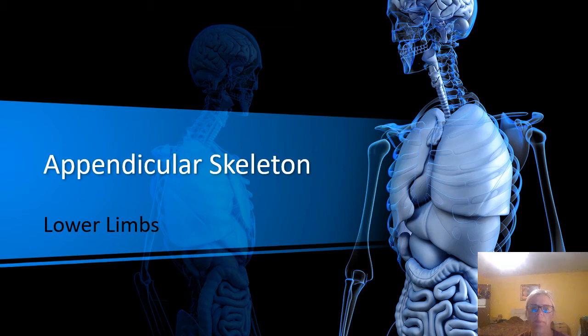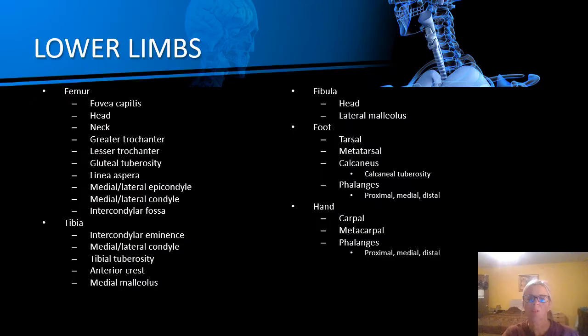All right, so we're going to look at the appendicular skeleton, the lower limbs, and a lot of this will just be kind of pointing them out, but there are definitely some things that I would like to show you and discuss on here as well. So this is the list. It is a little bit shorter than the first.